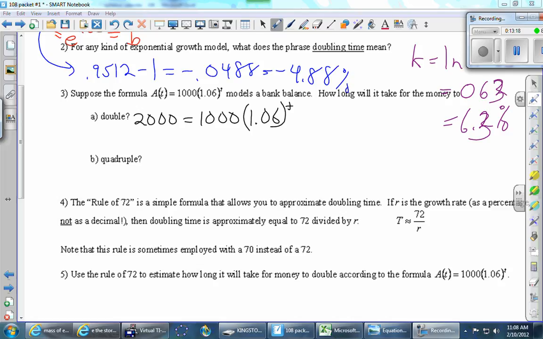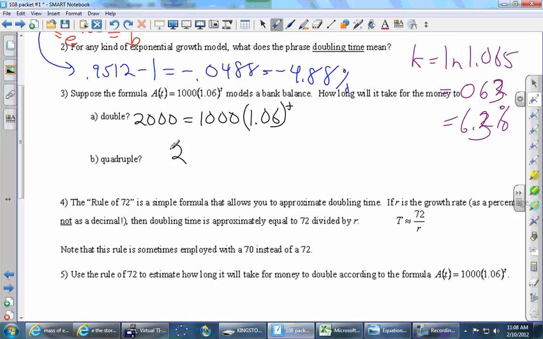And so if I want to solve this equation for t, I know because the t is in the exponent, we're taking logs at some point. But it's too early to take logs right now because there's this 1,000 in the way. So we divide both sides by 1,000, and we get 2 equals 1.06 to the t. So get that 1,000 out of the way by dividing.